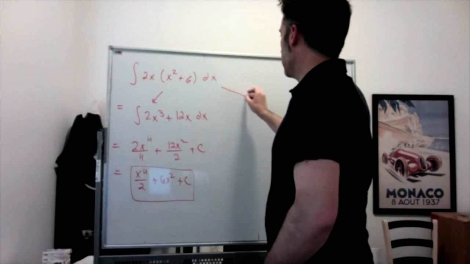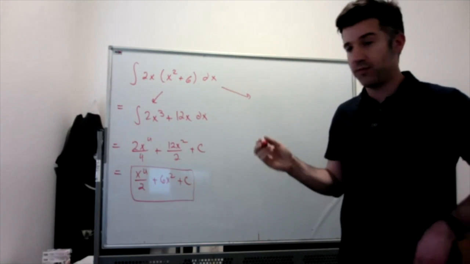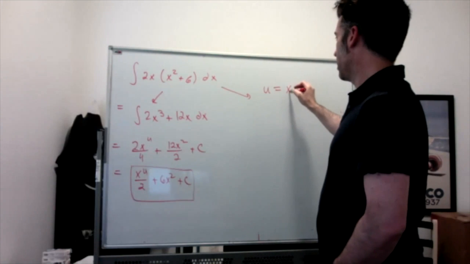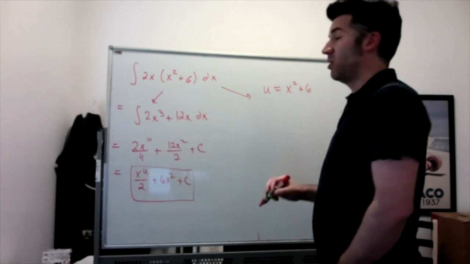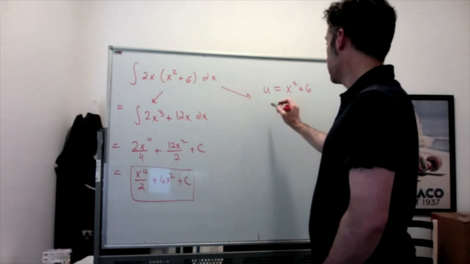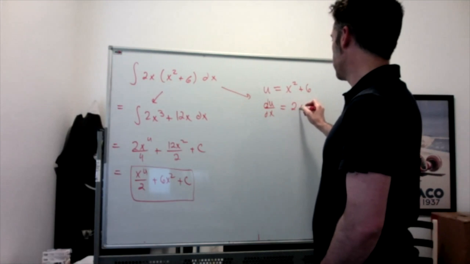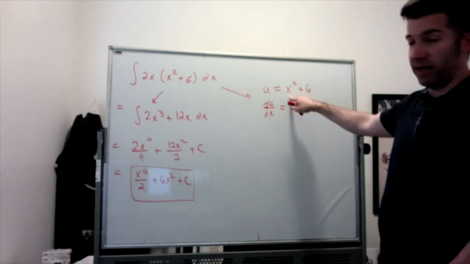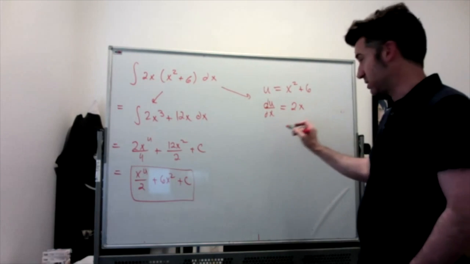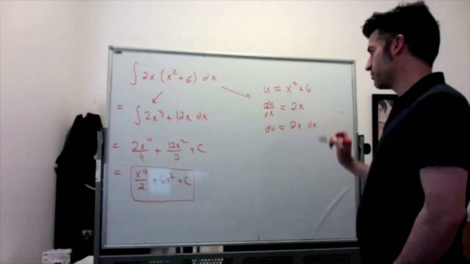The other way to do this is to say, well, I want to look for something whose derivative is also there. I'm going to let u equal x squared plus 6. Why would I pick that? Because the derivative of that is also in my integral. du/dx happens to equal 2x, right? The derivative of that is definitely 2x. And then typically we multiply both sides by dx and we say that du is equal to 2x dx.